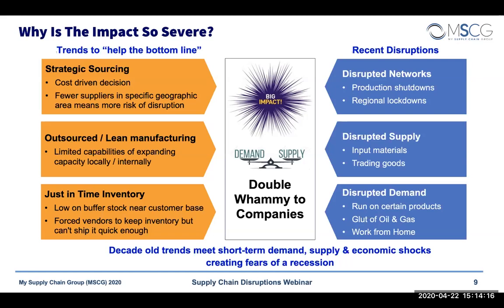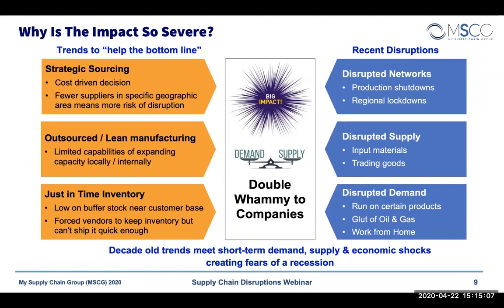There has also been this initiative towards outsourcing and lean manufacturing over the last 2-3 decades, which meant that there is only very limited capability available locally or internally within a company to expand their production capabilities when the situation so requires, as is the case now. Also, many companies have enabled just-in-time inventory for all of their raw materials, finished goods, and so on, or trading goods. What that means is they are very low on buffer stock wherever they're nearer their customer base. And while that forced the vendors to keep maybe extra inventories, that inventory now cannot be brought quickly enough to where the customer bases are. So there is a significant misalignment between inventory at the customer regions versus inventory at the supplier regions, not reaching the customer regions because of this disruption.